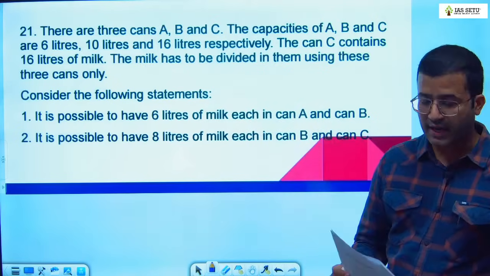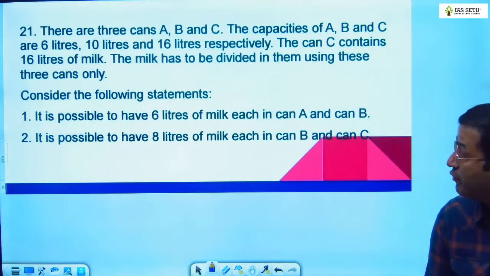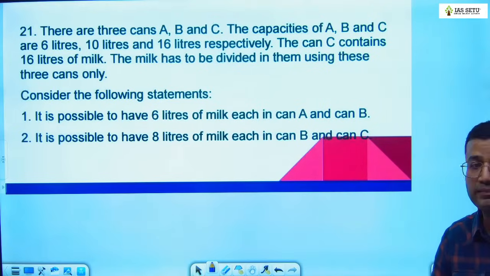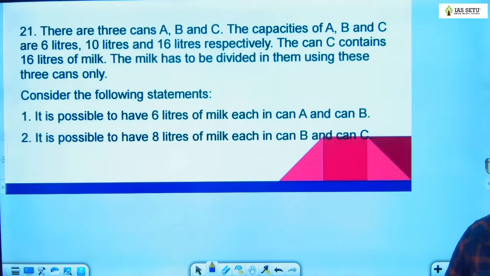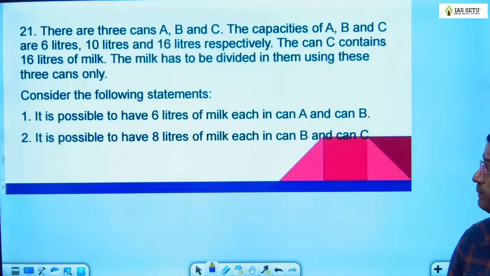There are 3 cans A, B, C. The capacity of A is 6 liter, B is 10 liter, C is 16 liter. The can C contains 60 liter of milk. The milk has to be divided in them using these 3 cans only. You can't use any other can. You have to use only these 3 cans.